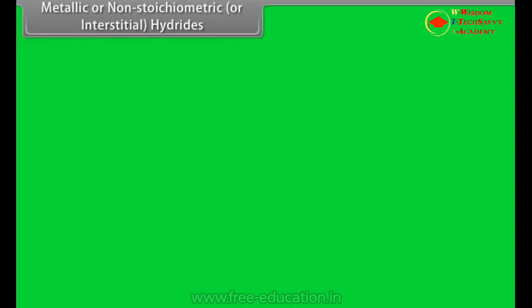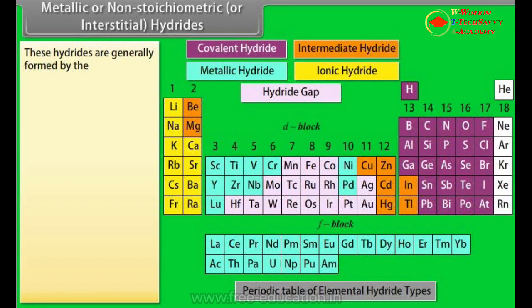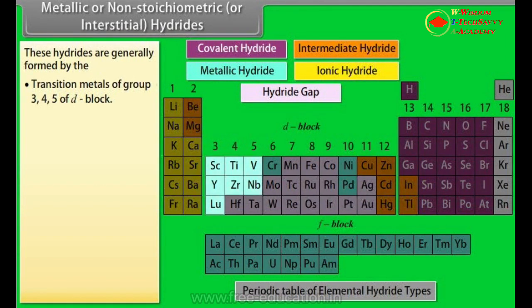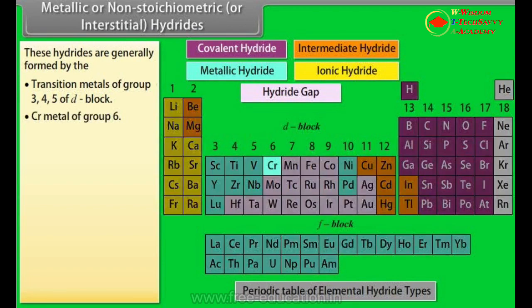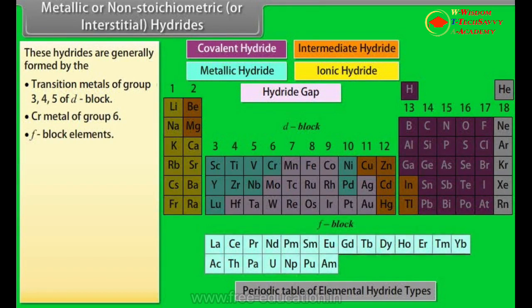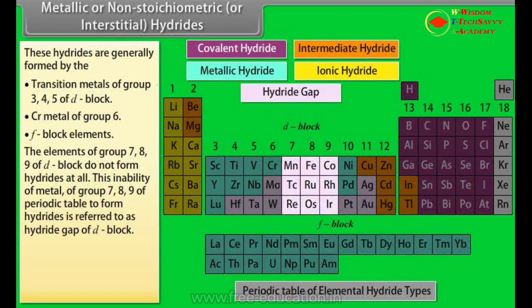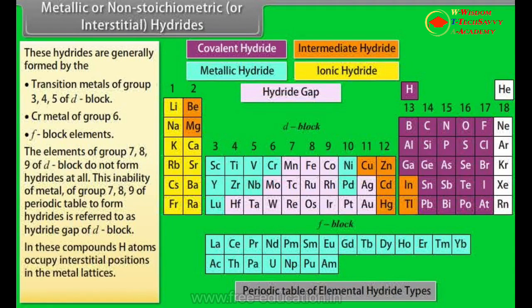Metallic or non-stoichiometric or interstitial hydrides. These hydrides are generally formed by the transition metals of group 3, 4, 5 of the d-block, Cr metal of group 6, and f-block metals. The elements of group 7, 8, 9 of the d-block do not form hydrides at all. This inability of metals of group 7, 8, 9 of the periodic table to form hydrides is referred to as the hydride gap of the d-block. In these compounds, H atoms occupy interstitial positions in the metal lattices. For example, ScH2, LaH2.87.